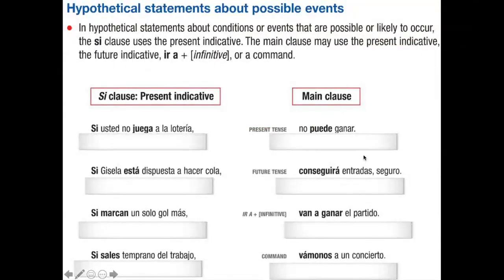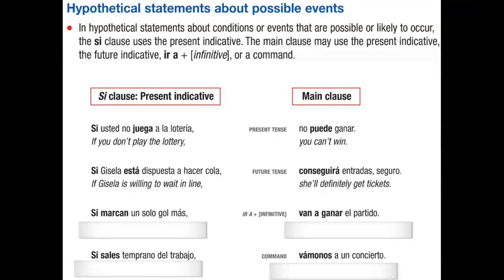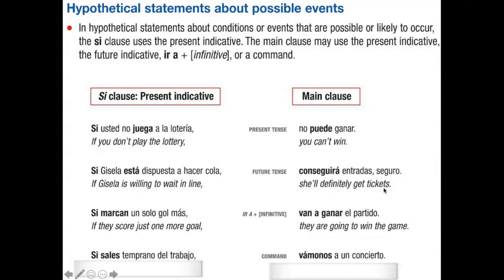First of all, hypothetical statements about possible events. Something like this. If you don't play the lottery, si usted no juega a la lotería, no puede ganar. If you don't play the lottery, you can't win. Another one: si Gisela está dispuesta a hacer cola, if Gisela is willing to wait in line, conseguirá la entrada seguro. She will definitely get tickets. Si marcan un solo gol más, if they score just one more goal, van a ganar el partido. They are going to win the game.